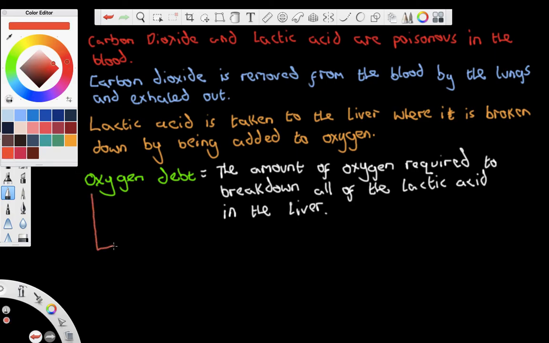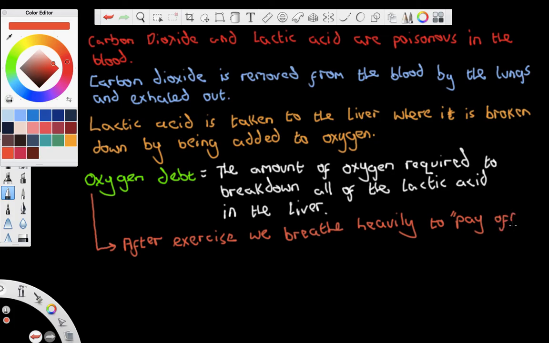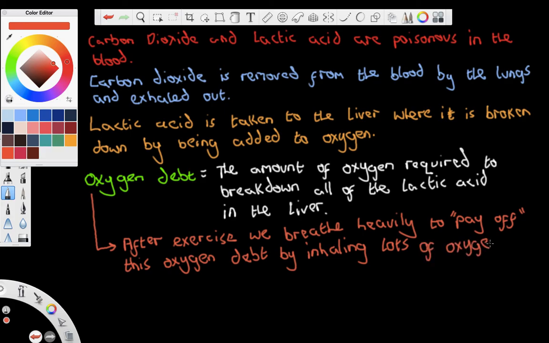So we can say after exercise, we breathe heavily to pay off this oxygen debt by taking lots in, or by inhaling lots of oxygen. Okay?